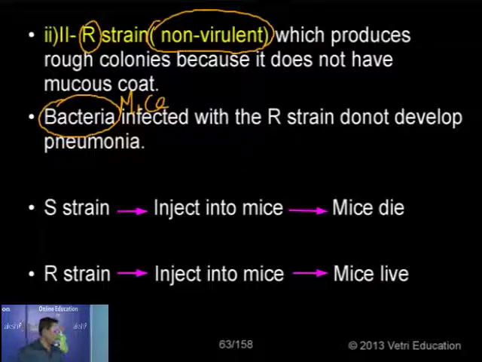Then in the second stage, he injected the R strain into the body of mice. There was no death observed. The mice were living. The reason is that the R strain doesn't have the mucus coat, the toxin or polysaccharide coat, which is responsible for the development of pneumonia. Even though the mouse was infected with the R strain, there was no pneumonia as there was no mucopolysaccharide coat. So there was no death of the mouse. The mice were living without any infection.